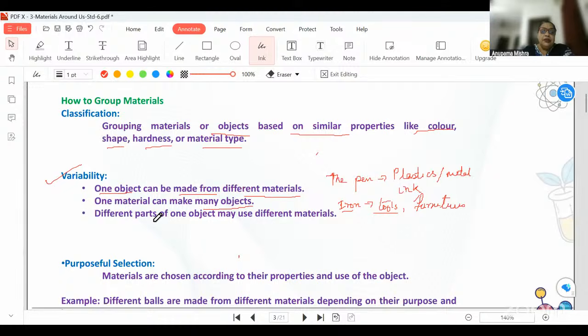Then different parts of one object may use different materials. That means any object you see, any object you take, may use different materials. Can you give me an example of this? Any example? Different parts of one object may use different materials. Can you tell me which one? Any example if you know?